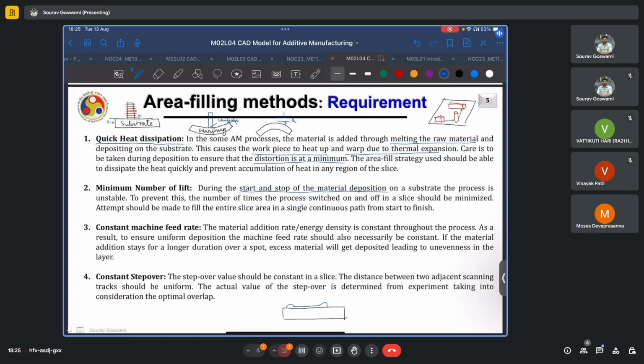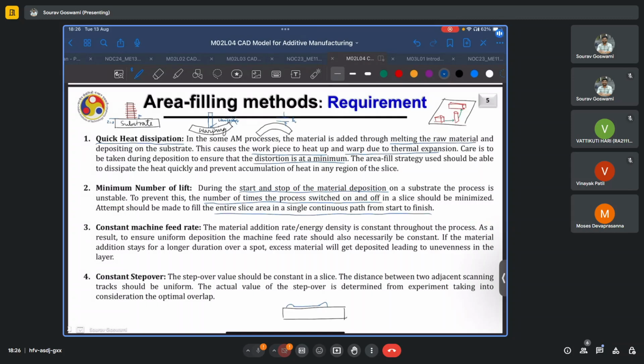Both of these cases are undesirable, but sadly, they cannot really be overcome fully. What we can do is minimize them. This can be minimized by minimizing the number of times the process switched on and off in a slice. Thus, attempt should be made to fill the entire slice area in a single continuous path from start to finish.